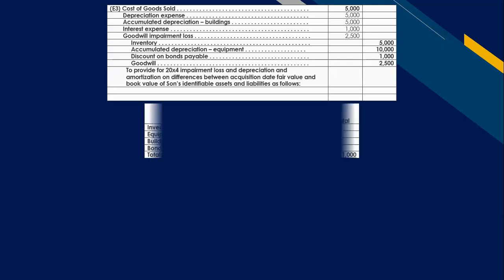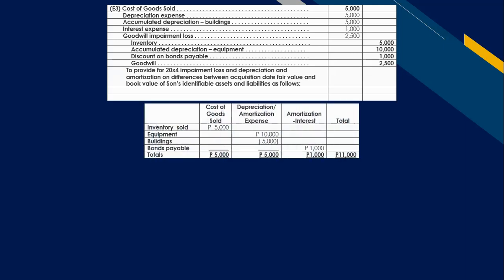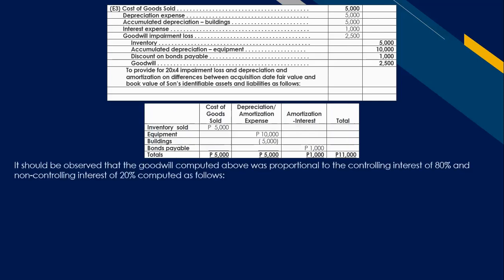Okay, so we have now the following entries. Debit inventory as sold, so we debit cost of goods sold, and equipment for the additional depreciation. The building we are now reducing by 5,000, and bonds payable for the amortization.